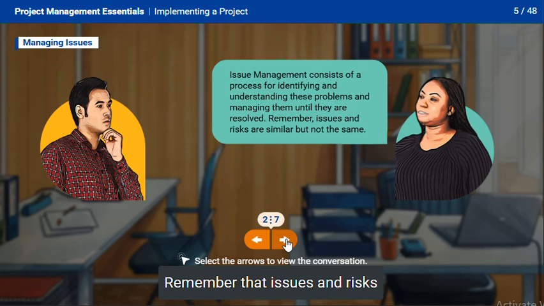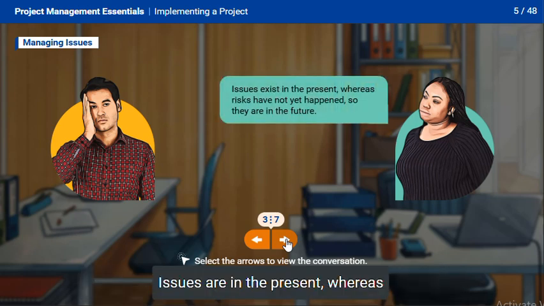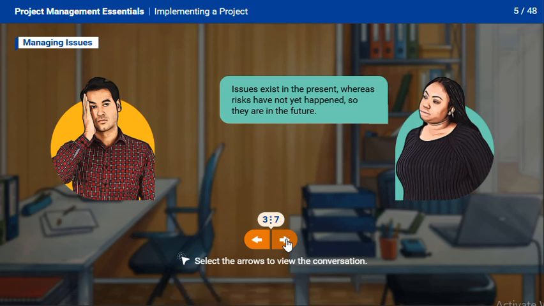Remember that issues and risks are similar but not the same. Please remind me, how is an issue different from a risk? Issues are in the present, whereas risks have not yet happened, so they are in the future.